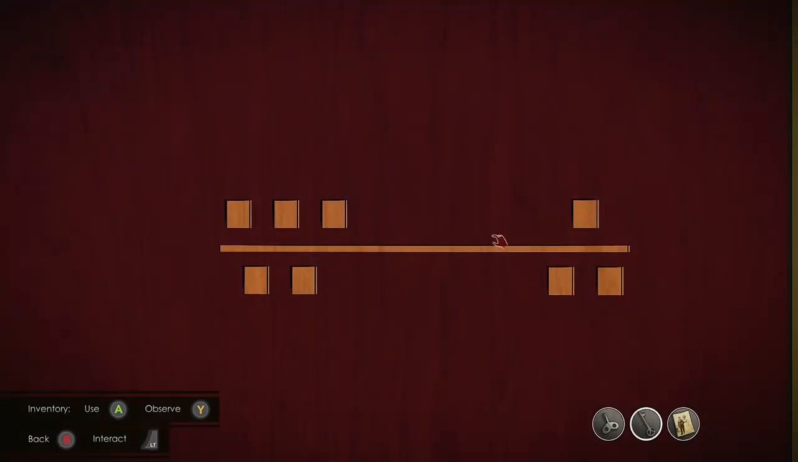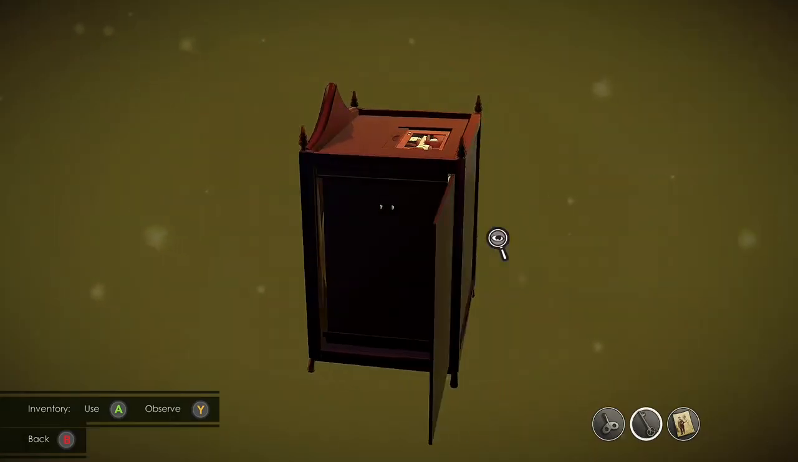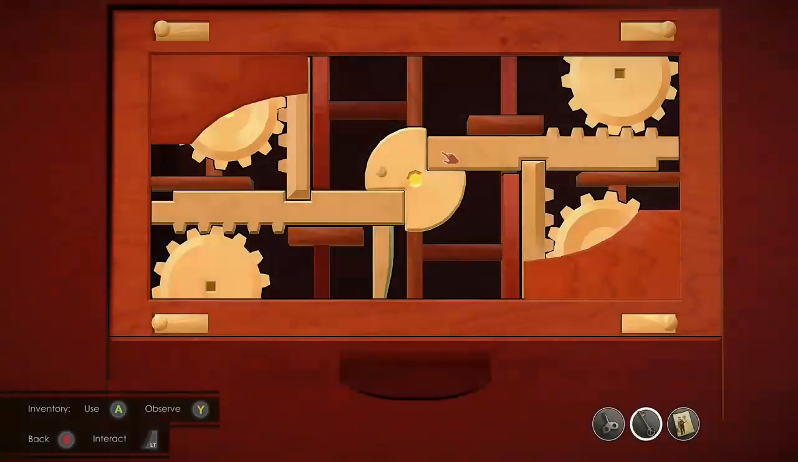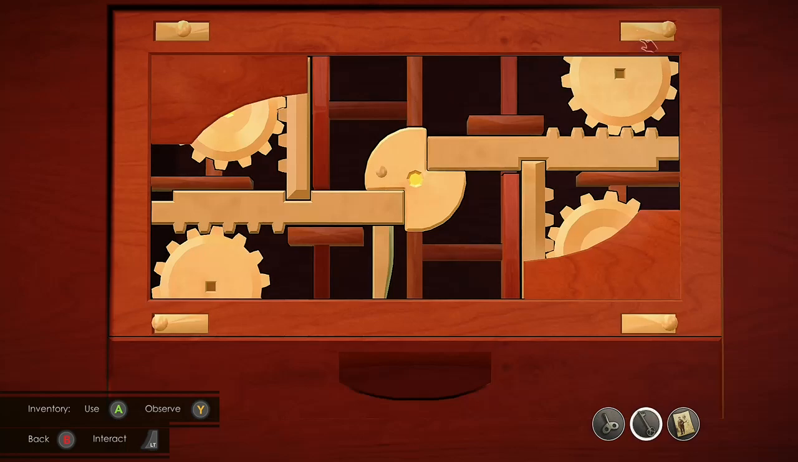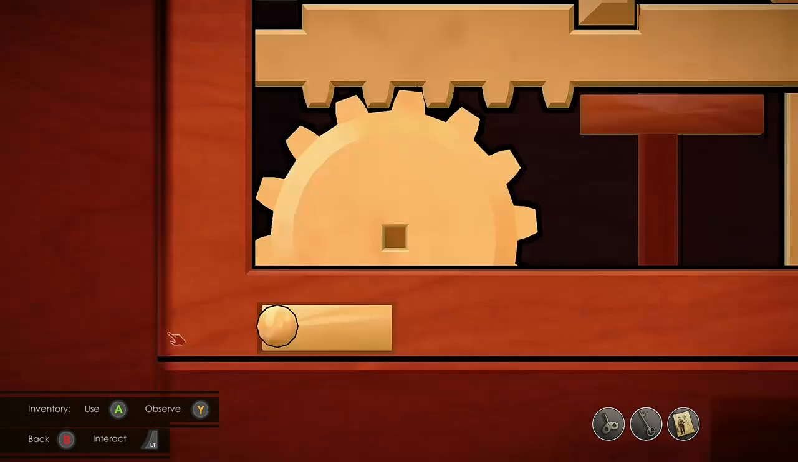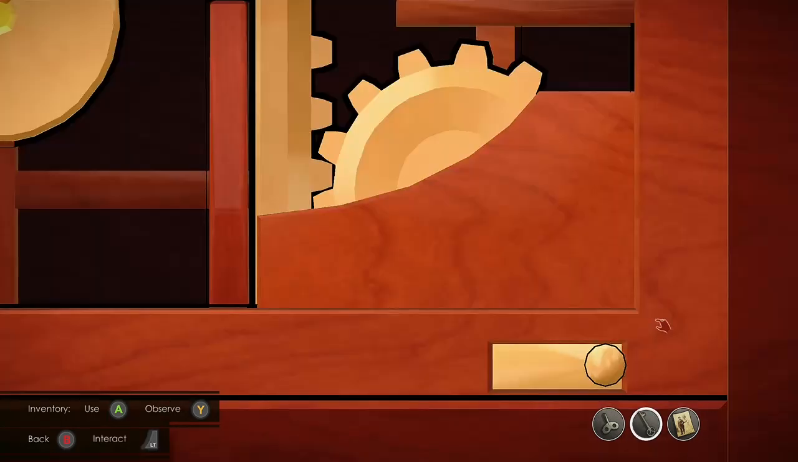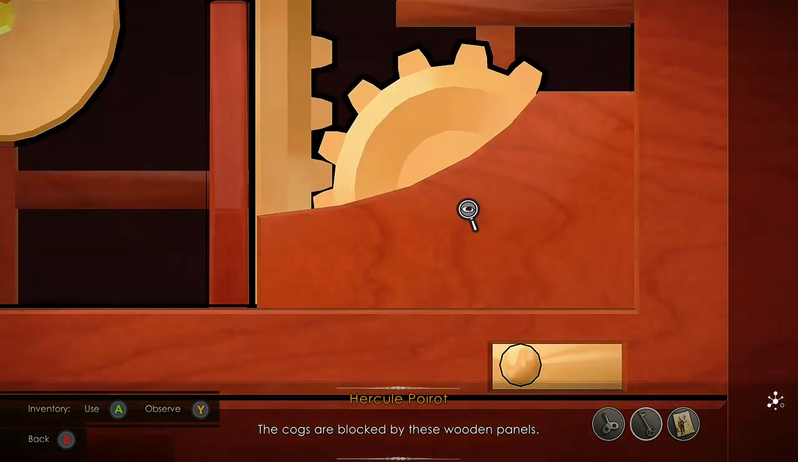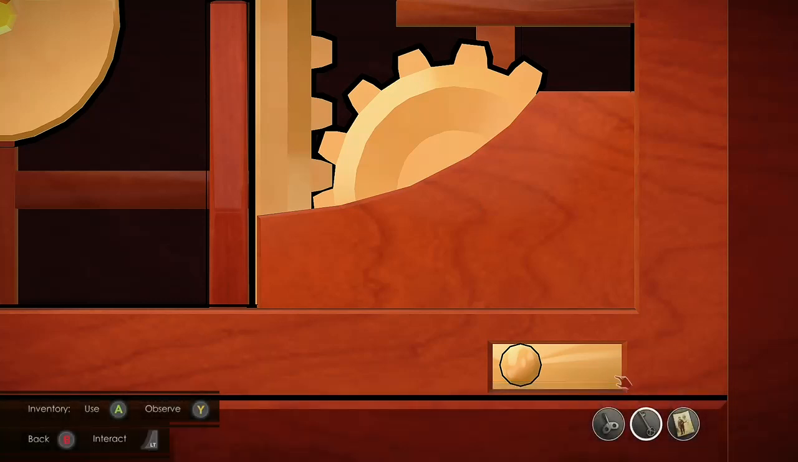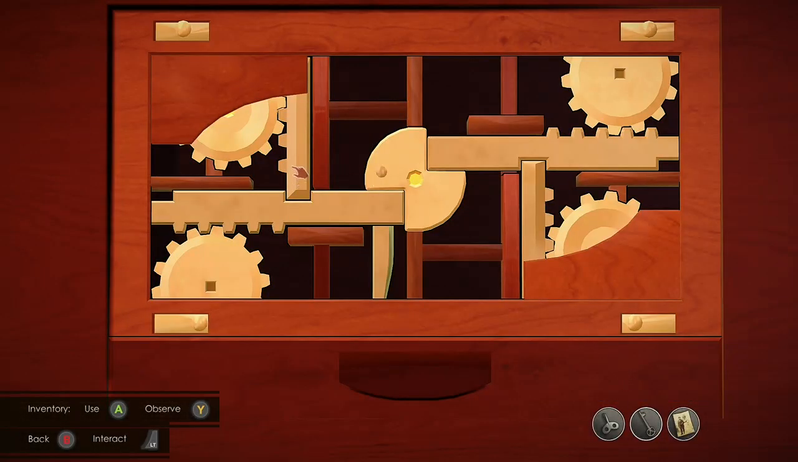So click it three times left, top left. 1, 3, 1, 2, 2. Okay. So there. 1, 2, 3. 1, 1, 2. 1, 2. The cogs are blocked. Okay, so maybe not that.